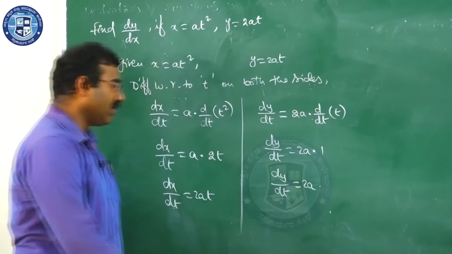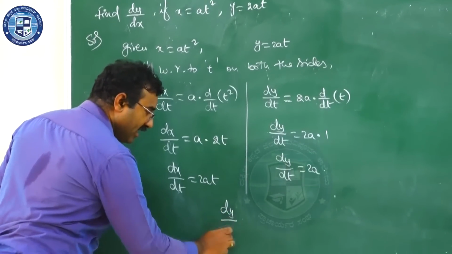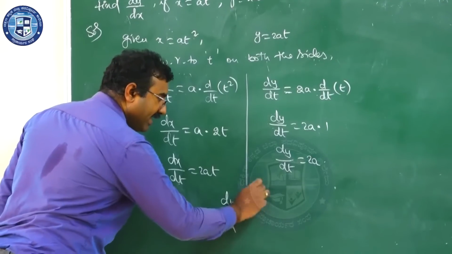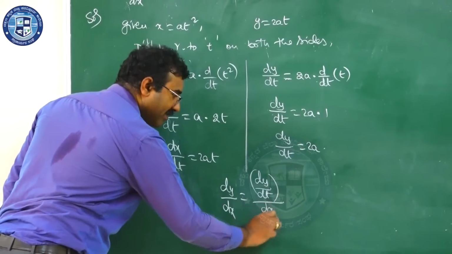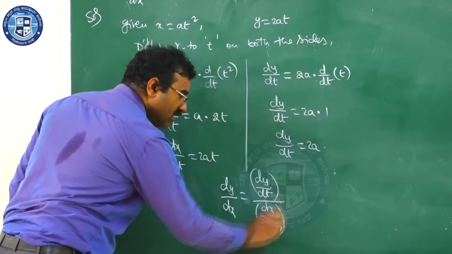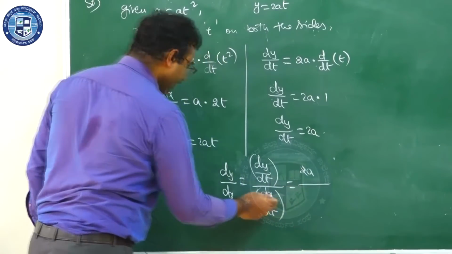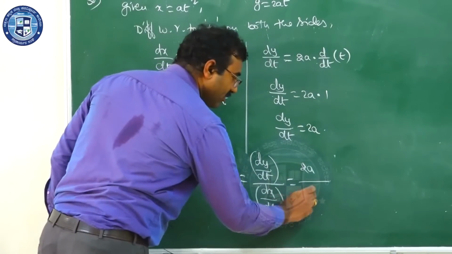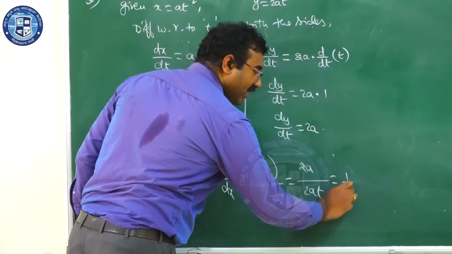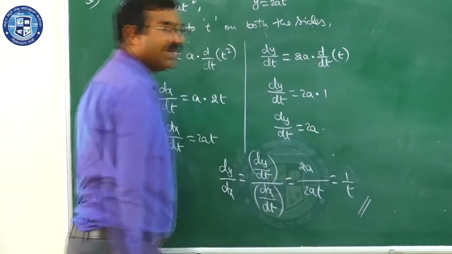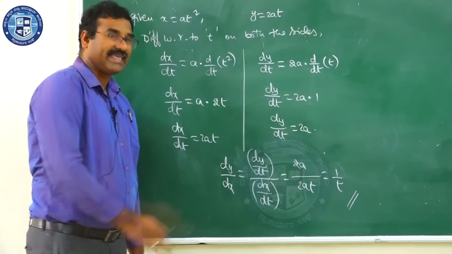So now you need to find out dy by dx. So what is dy by dx? Dy by dx is nothing but dy by dt divided by dx by dt. So what is dy by dt? 2a divided by dx by dt, which is 2at. Now this 2a gets cancelled, we will be getting 1 by t. So this will be the answer for this. So dy by dx is 1 by t.